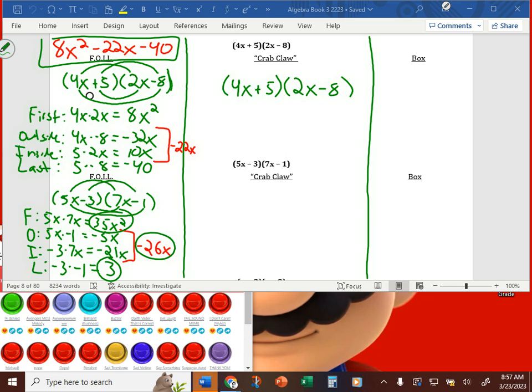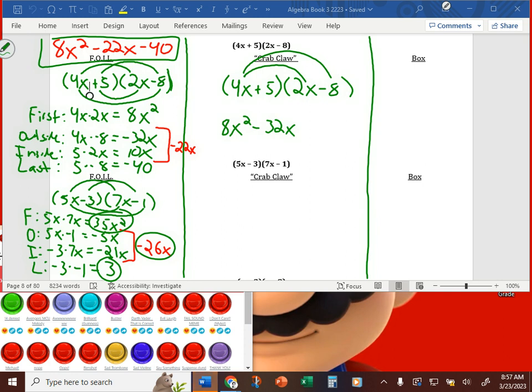Our first multiplication is still going to be 4x times 2x, okay? And 4x times 2x still gives us that 8x squared. Now in FOIL, for our second multiplication with that 4x, we went under to get to the negative 8. This time, we're going to go up top. And 4x times negative 8 is still negative 32x. Same thing that we got over here. If we got something different, it would be a problem.